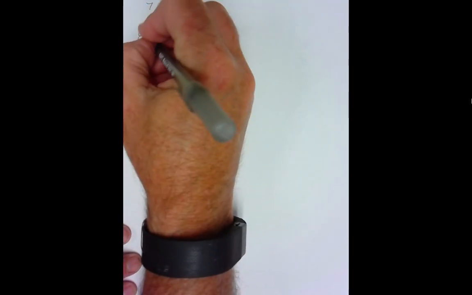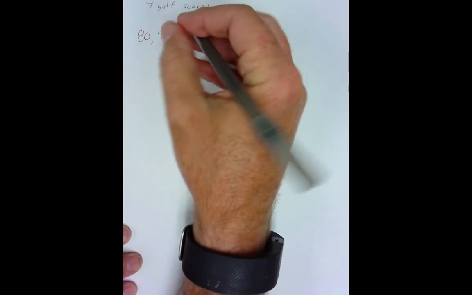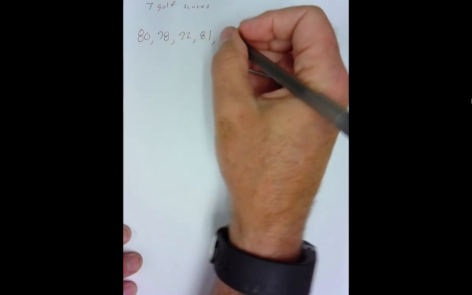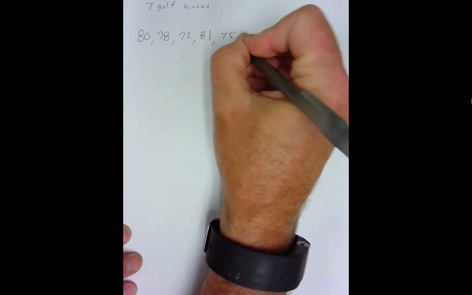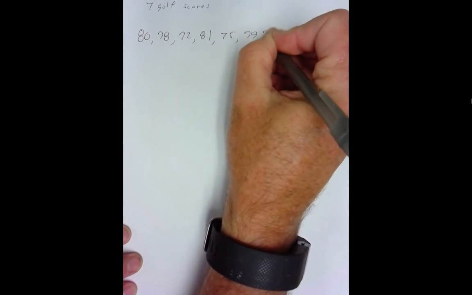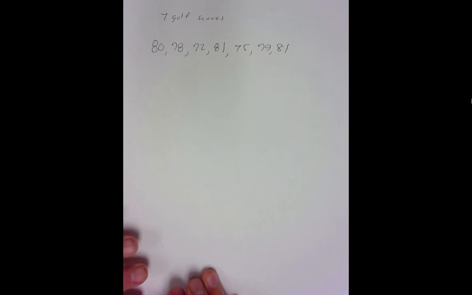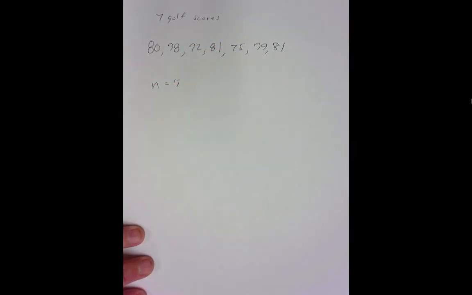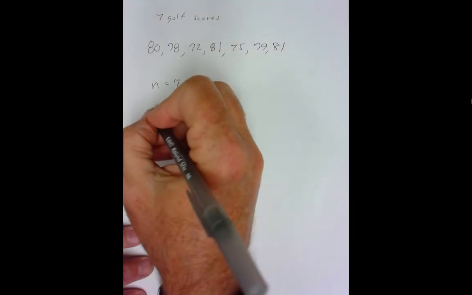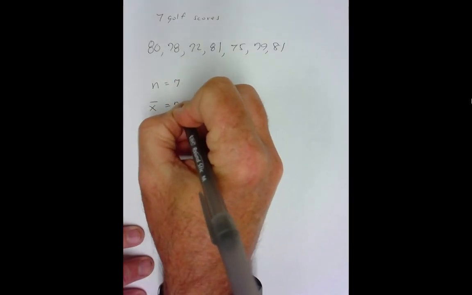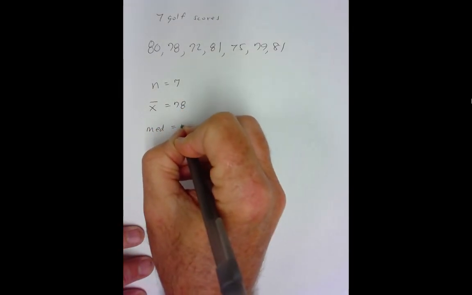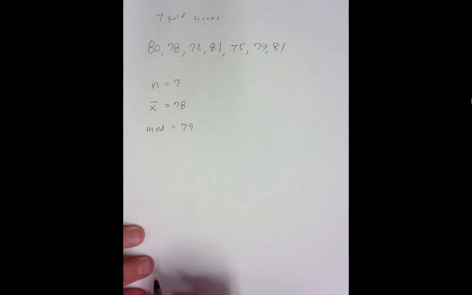And those golf scores were 80, 78, 72, 81, 75, 79, and 81. What do we know? Well, we know that N is 7. N stands for the number of scores. We know that the mean was 78. We know the median was 79.